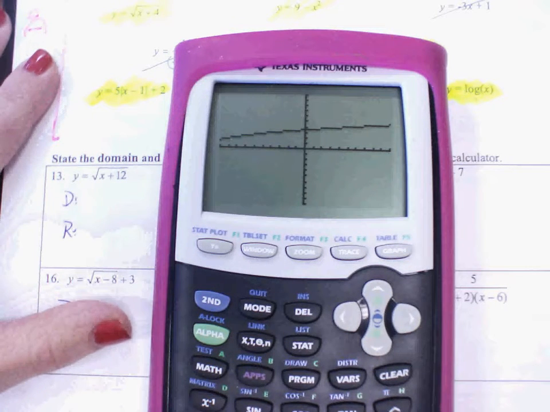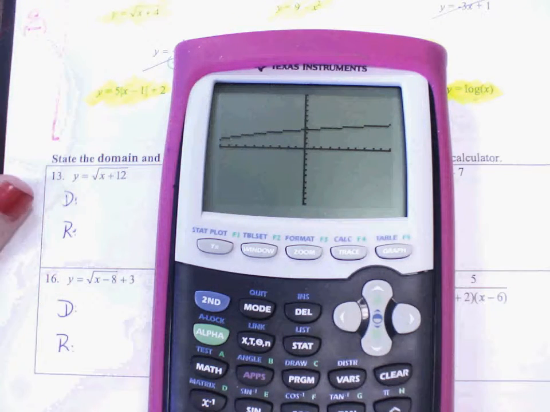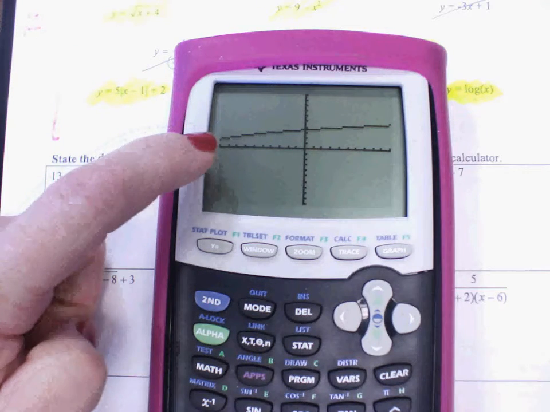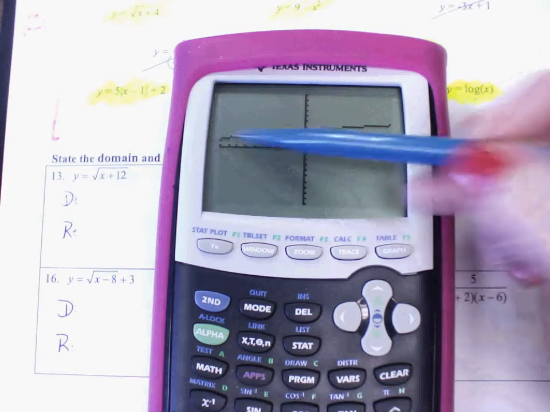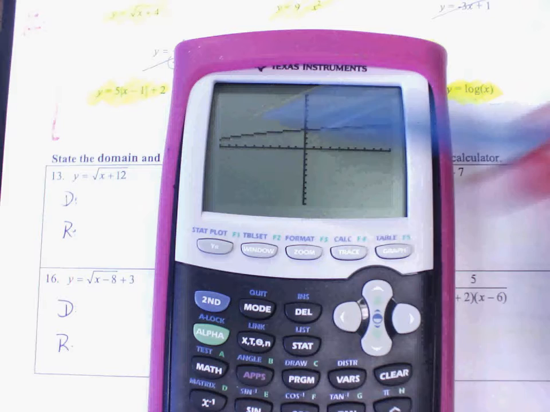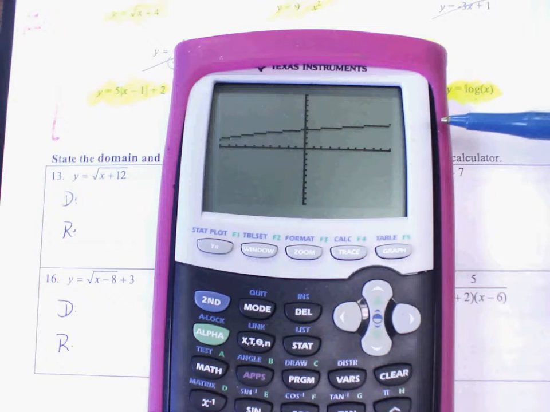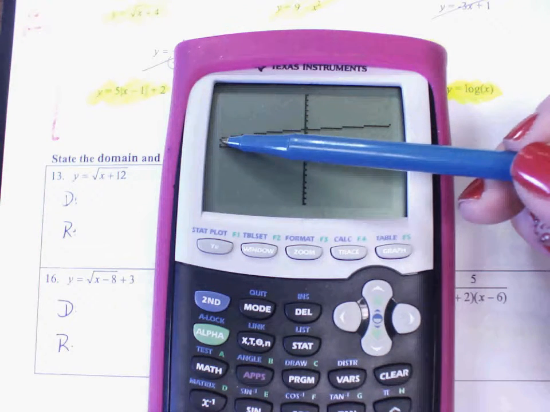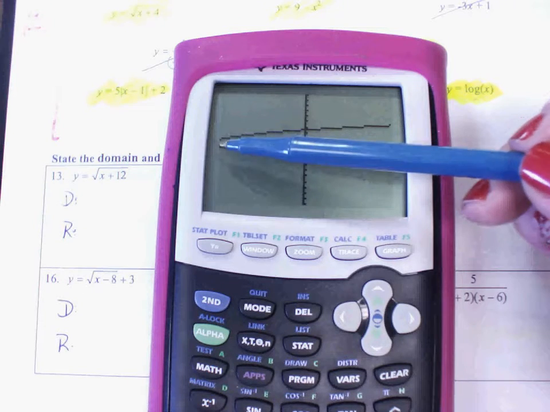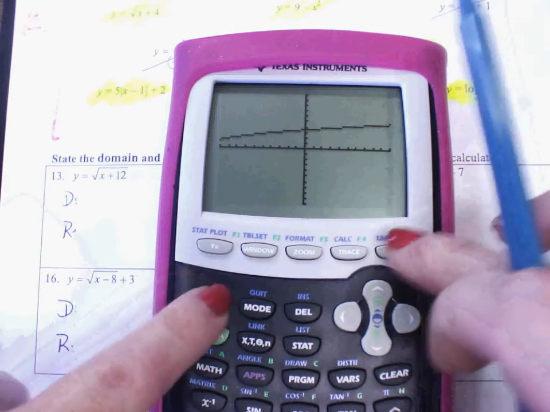All right, so do you know where it starts? I don't know where it starts. What do you mean yes? I know that it keeps on going to positive infinity, but I don't know where it starts. So because I don't know, I'm going to go ahead and go to the table.